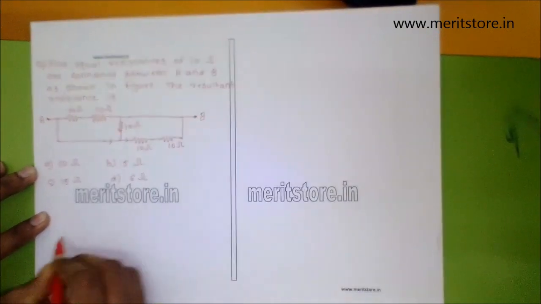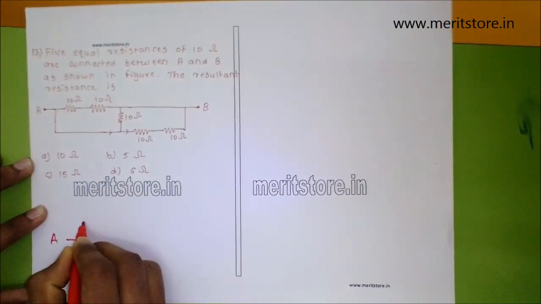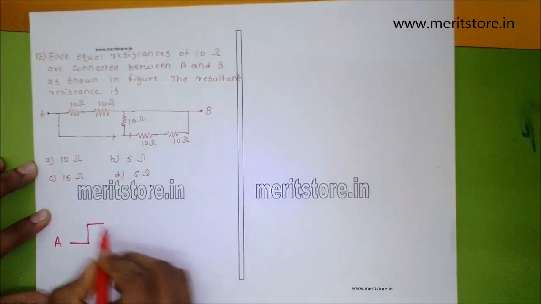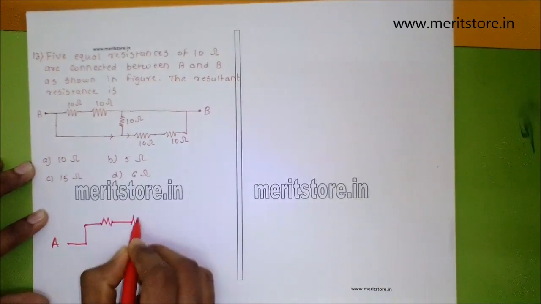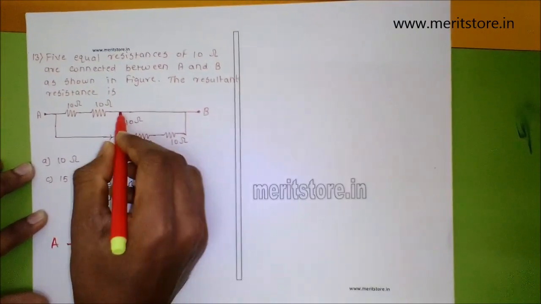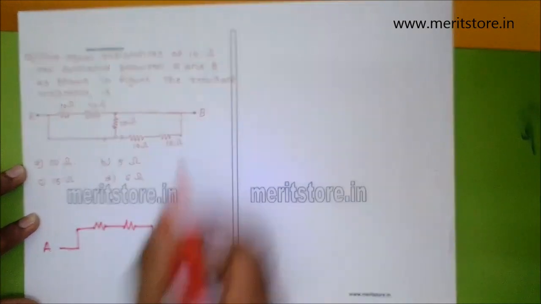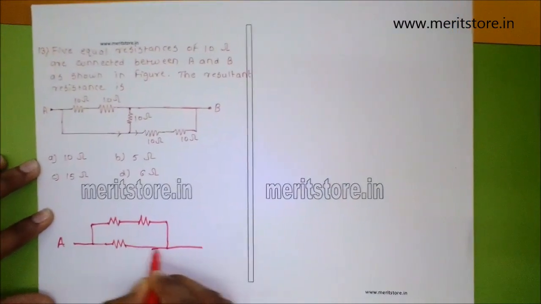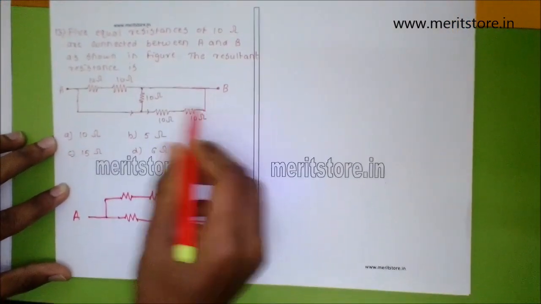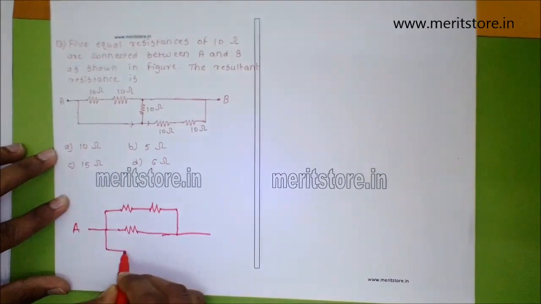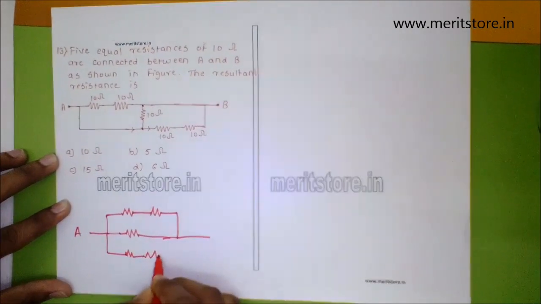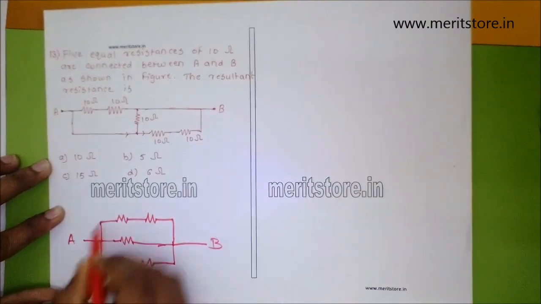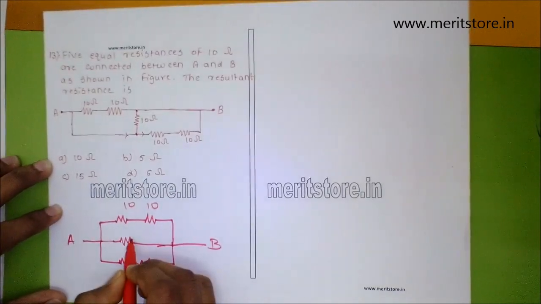The circuit can be simplified as point A. Actually, if we see, this arm, this arm and this arm are in parallel to each other. 10 ohms, 10 ohms. This point is directly connected to point B, and this point is directly connected to point A. So this arm is also directly connected to point A, in series, and connected to point B. This is the simplified circuit.